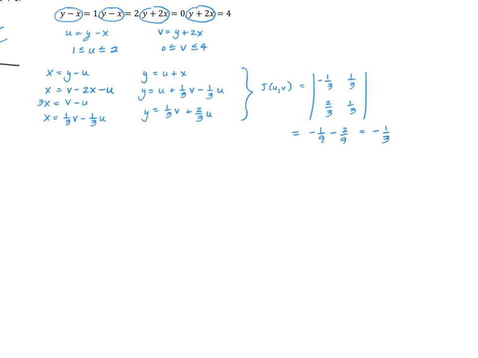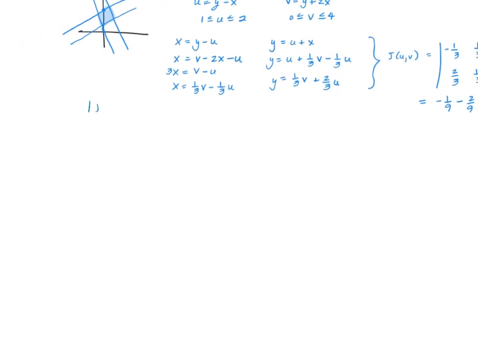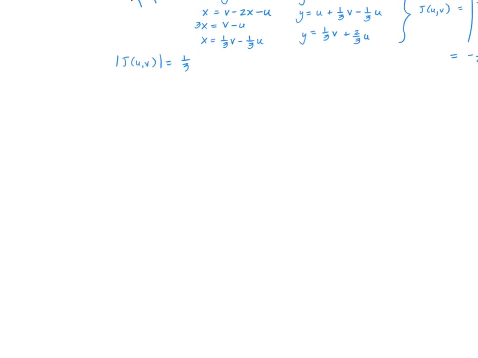So remember, in my integral, I always take the absolute value of my Jacobian. So the absolute value of my Jacobian is simply positive 1/3. And it's a constant. So when I set up my integral, I think I'm just going to pull that Jacobian out since it's just a constant. And I'm going to integrate.